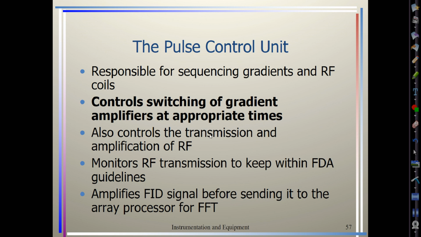It also controls the transmission and amplification of RF, that's B sub 1. It monitors RF transmission to keep within FDA guidelines, our SAR limits. And it amplifies our free induction decay signal before sending it to the array processor for fast Fourier transformation. So those are all functions of this pulse control unit, which is housed in the computer.